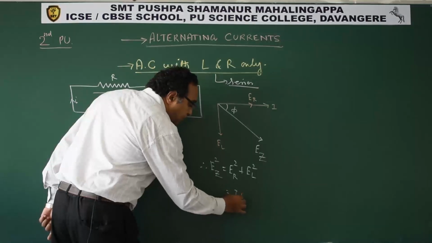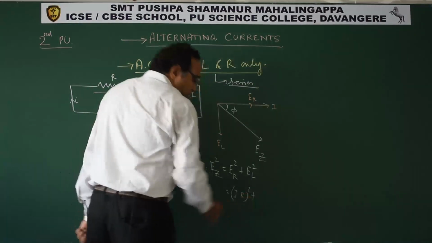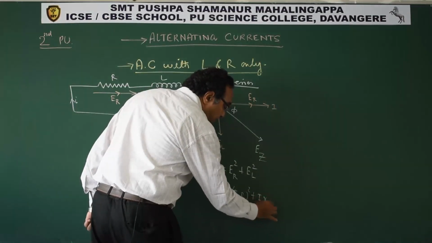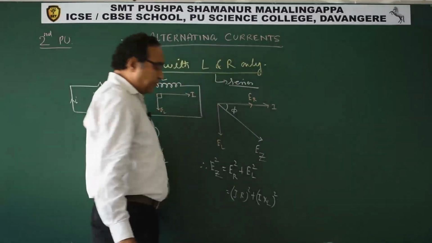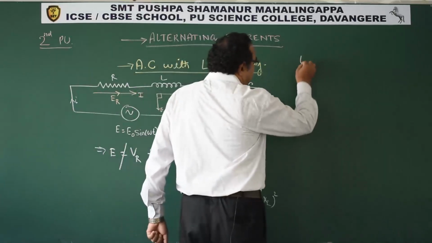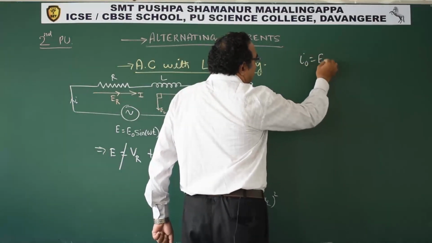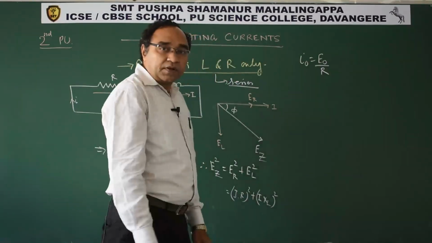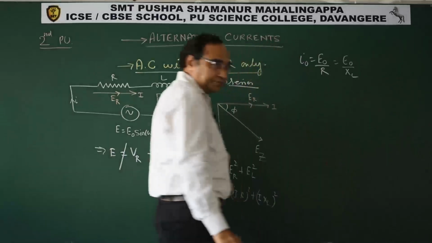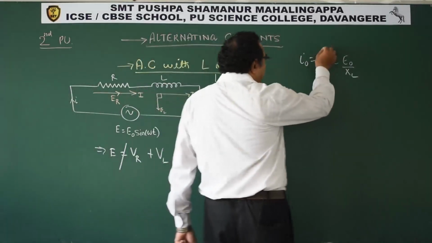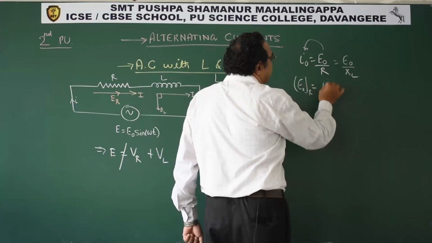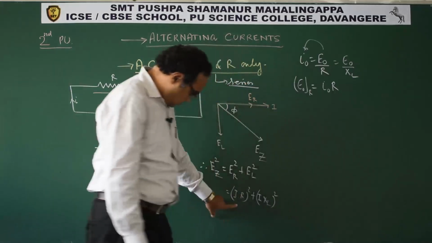ER is what? We can say I into R, whole square. EL is what? EL is I into XL. If you remember, in the last class we had done this. We had seen this in the last class. What did we see? I naught is equal to E naught by R. Also we had seen this is equal to E naught by XL. So using these two, what we can say, E naught across R is nothing but I naught into R.